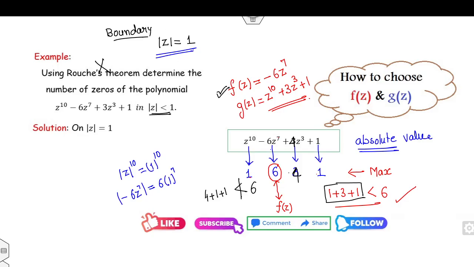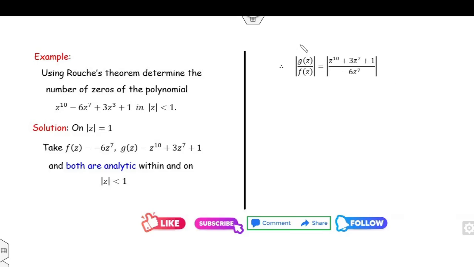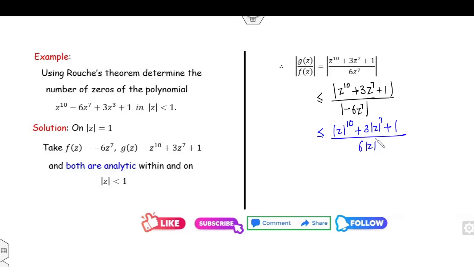Is it okay? So now for this particular example your f is minus 6z raised to power 7 and so on. Now both are my polynomials and every polynomial function is my analytic. Fine. This is step number 1. Now you can calculate g over f, can you substitute the value of the g? Now I can use the inequality. This is z raised to power 10 plus 3z raised to power 3 plus 1 divided by 6z raised to power 7.